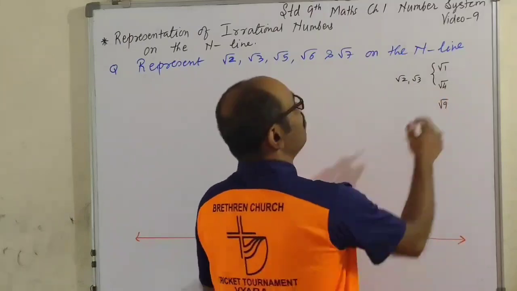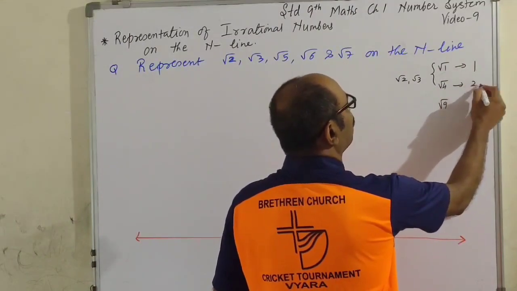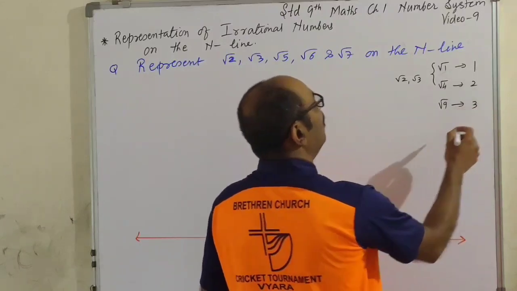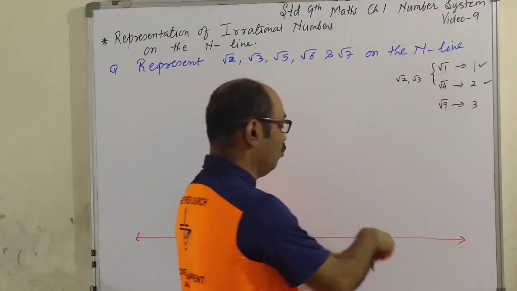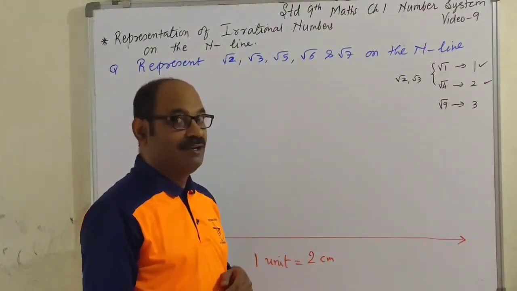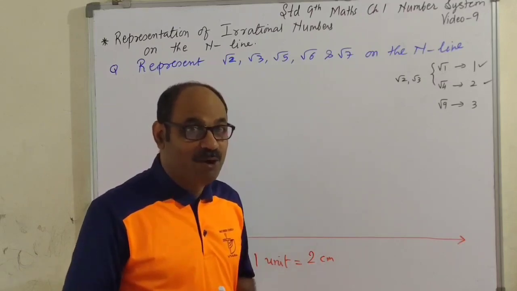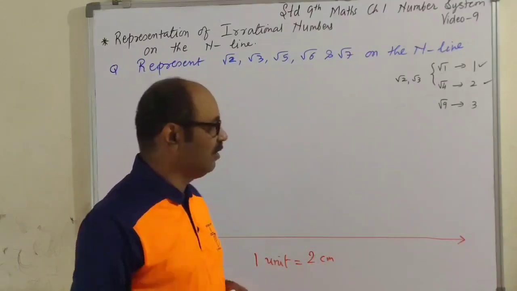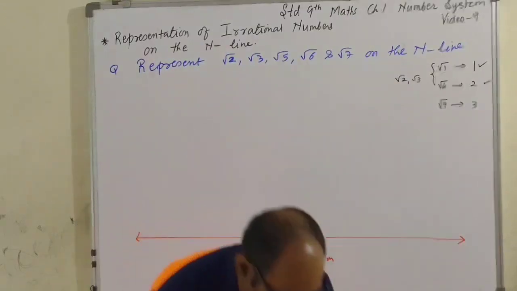So on the number line, what is the square root of 1? 1. Square root of 4? 2. Square root of 9? 3. So this root 2 and root 3 will fall between 1 and 2. So on the number line you should have 1 and 2. The origin should be there, and the number corresponding to the origin is 0. Correct? Okay.